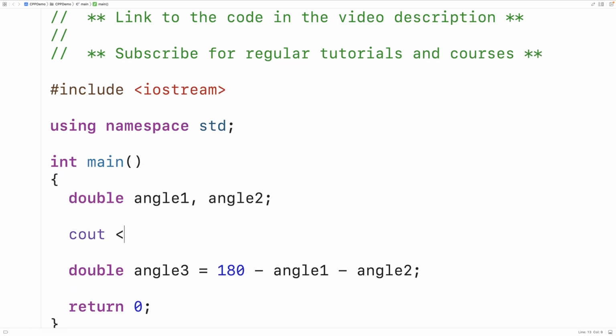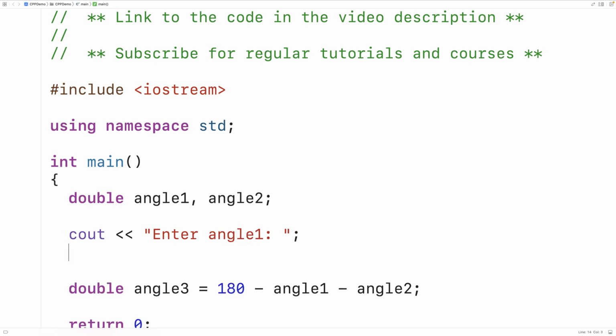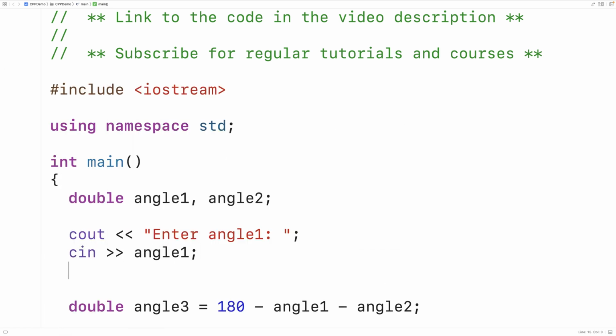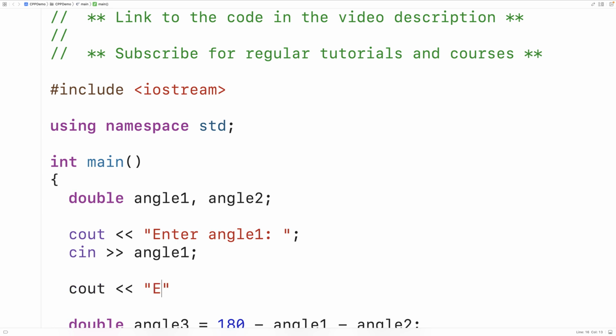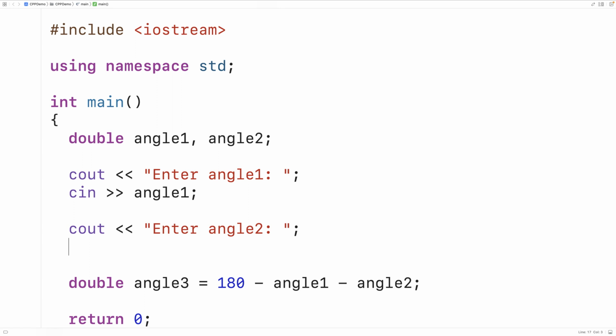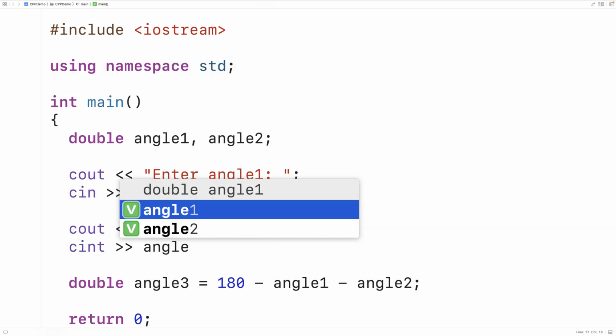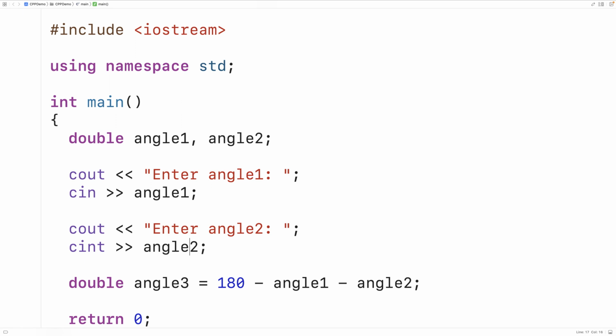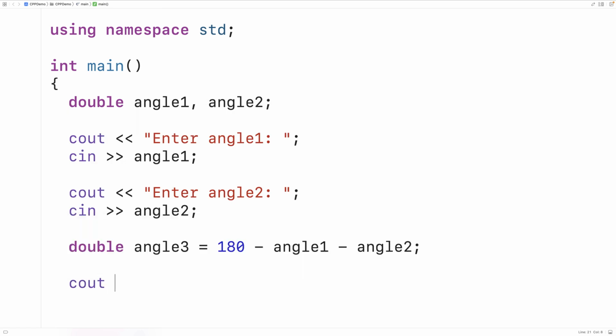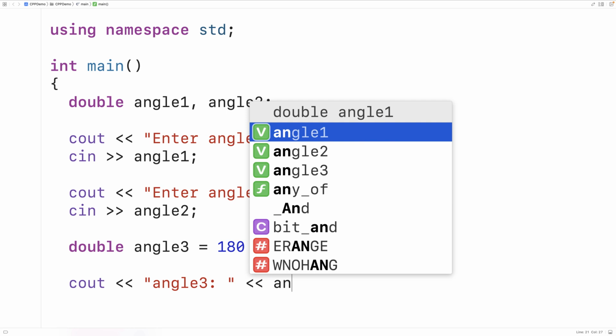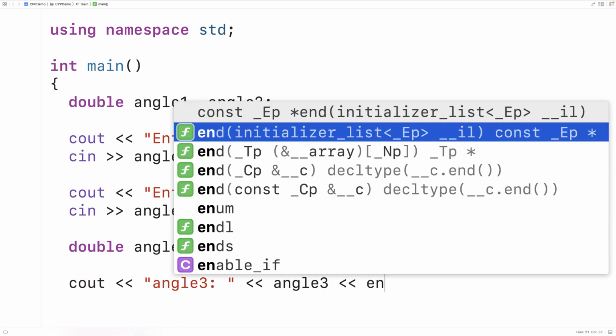We'll prompt the user with cout, "Enter angle 1." We'll take what the user enters and we'll store it into angle1 with cin and angle1. Then we'll have cout, "Enter angle 2" to prompt the user for angle 2. Then we'll have cin, angle2 to store what the user enters into the angle2 variable. So I'll fix this typo here with this extra t, and then we can output angle 3. We can have cout, "Angle 3:", and we'll output the computed angle3 value followed by an endl.